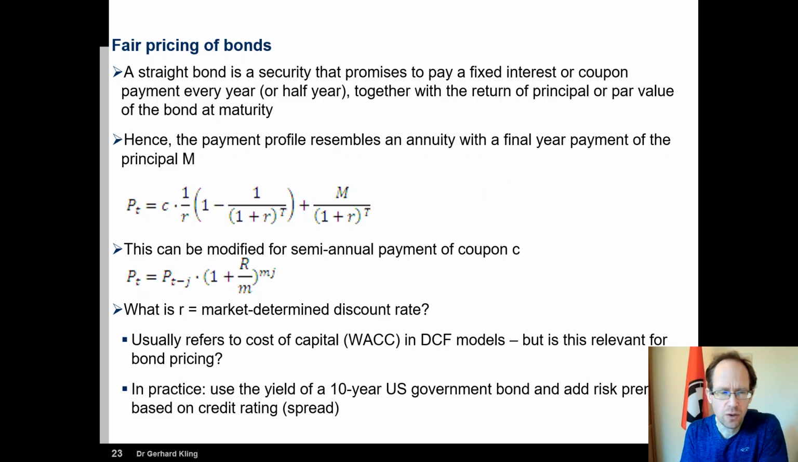And then, of course, the big question is, what's a good discount rate? And this is, of course, a core issue around various pricing models. And there we will explore this further when we talk about asset pricing.